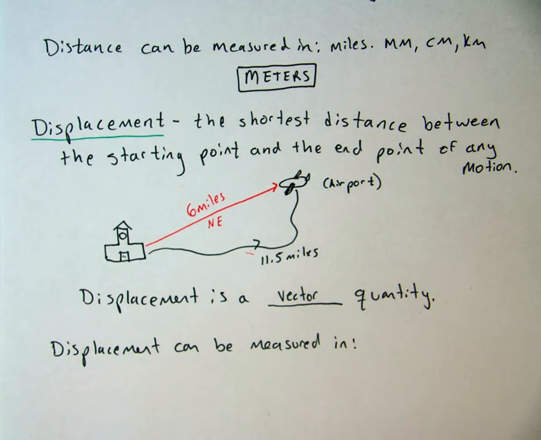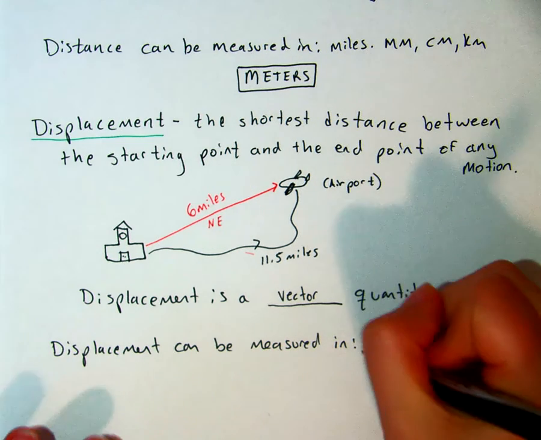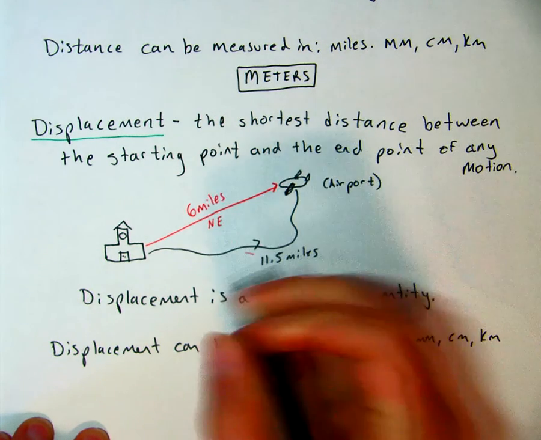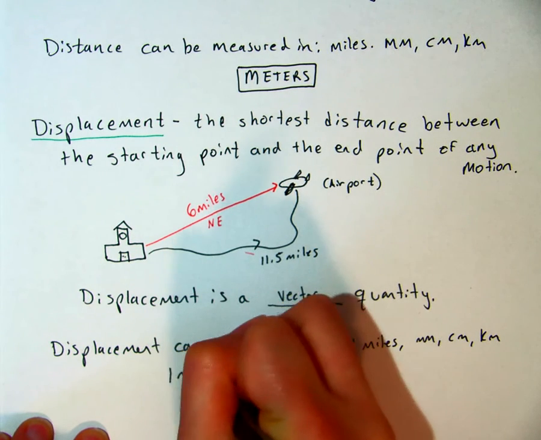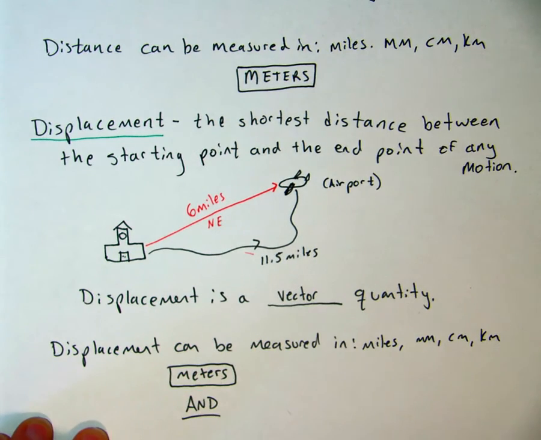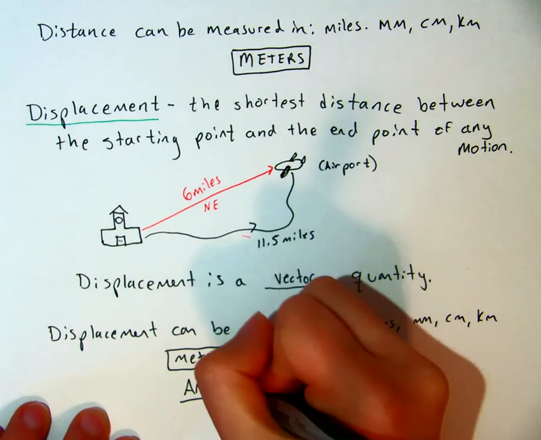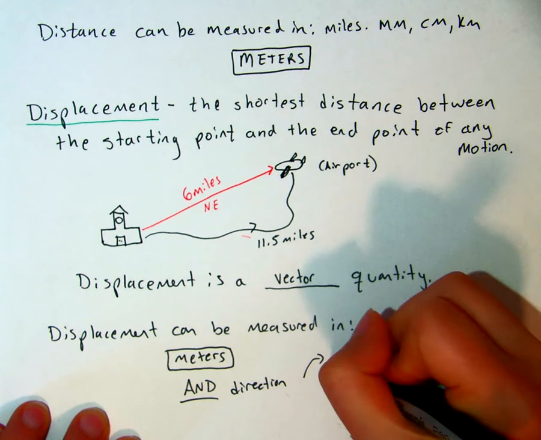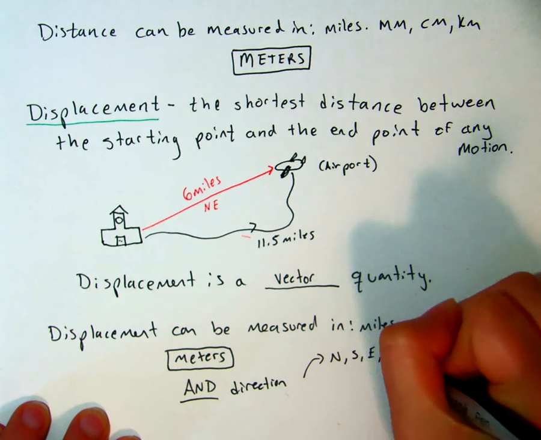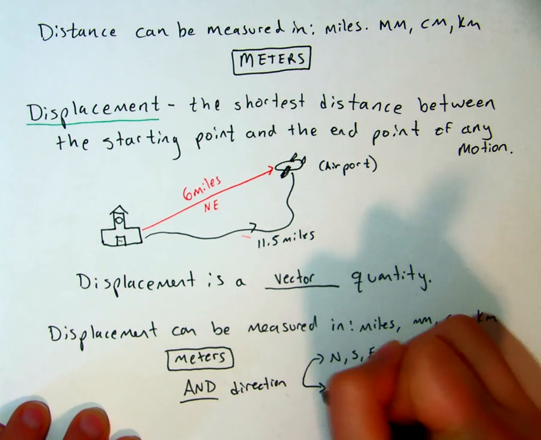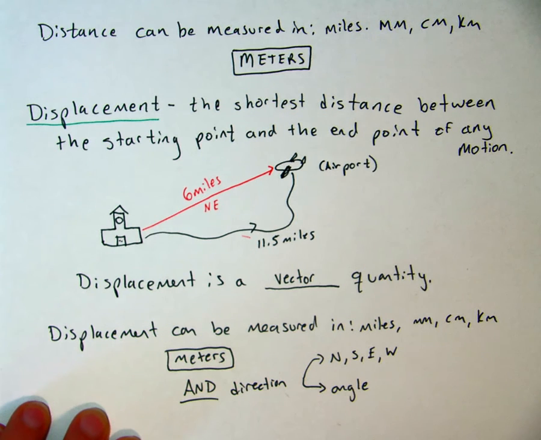Okay. Just like distance, displacement can be measured in miles. You'll also see millimeters, centimeters, kilometers. Once again, our aim is meters. We want meters. And a direction. Our direction for displacement, we can use one of two things. We can use north, south, east, west, and any combination of those, northeast, southwest, etc. Or I can use an angle. And that's going to be our more precise direction measurement.